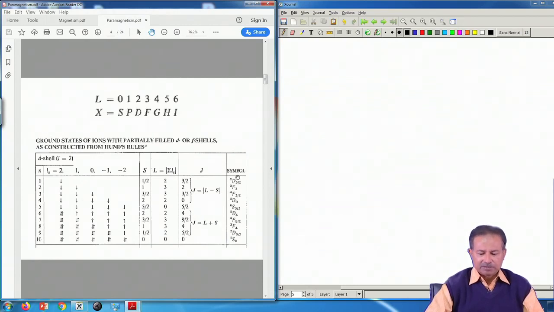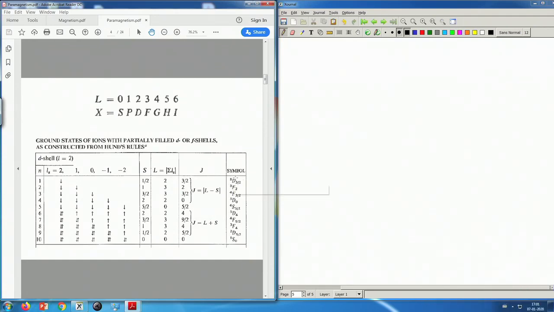Remember the term symbol, it is a historically designed one, and these are basically written as 2S plus 1, then the letter for L, then the subscript J. So, that is how you write the term symbol. So, 2S plus 1 is 2 here, J equal to 3 by 2, and L equal to 2 is D level, and so on. So, this is how the scheme works for 3D or 4D levels, or any D level, L equal to 2 level.